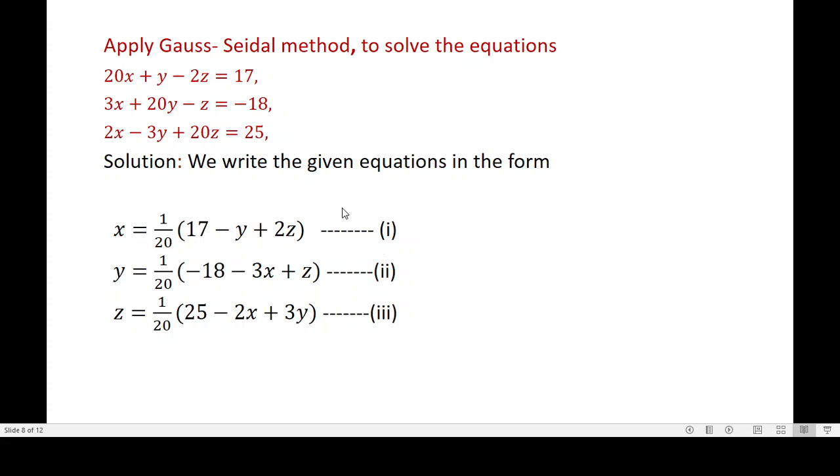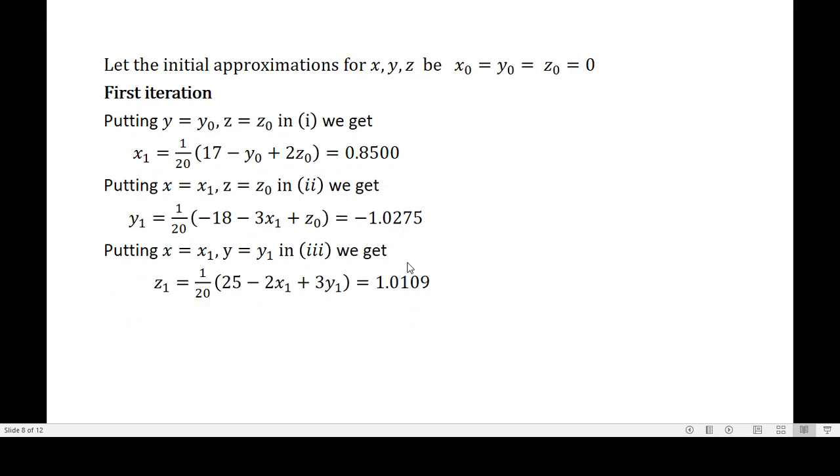Okay. So I hope you have understood Gauss Seidal iteration method.